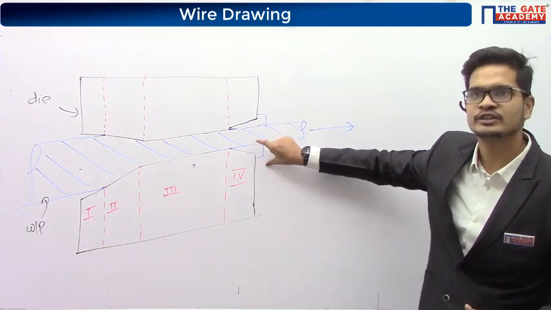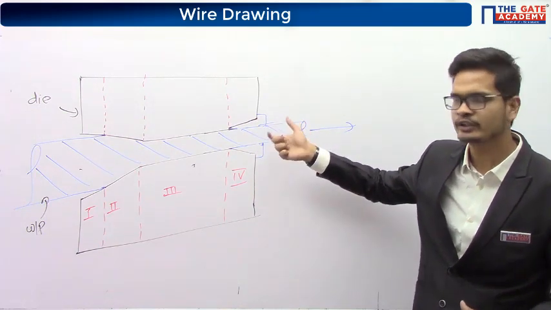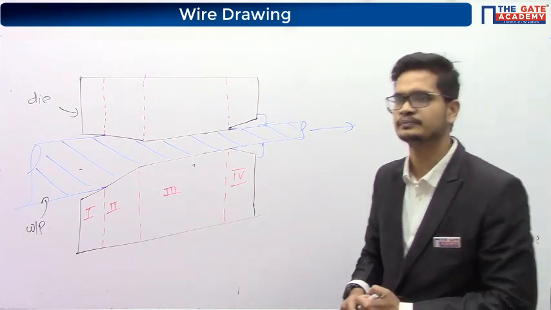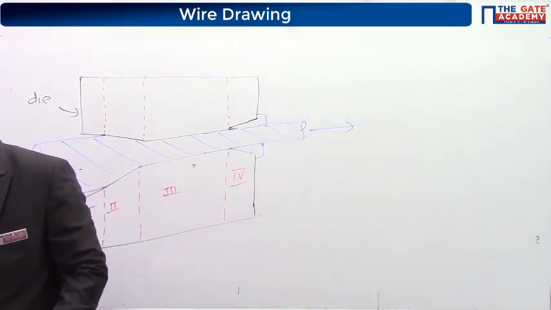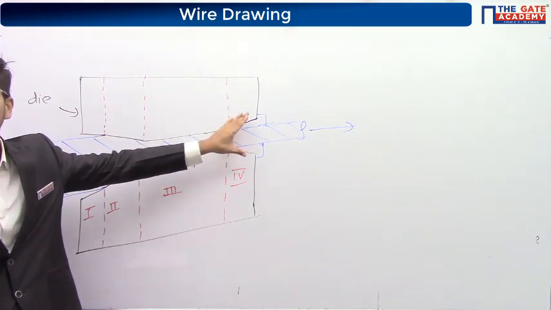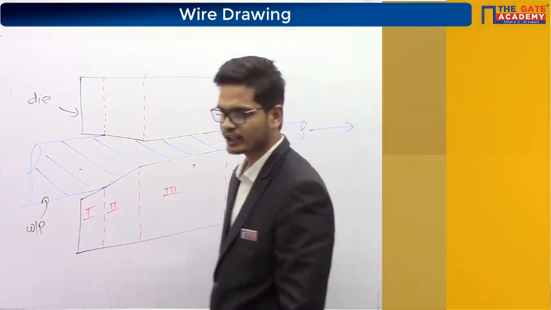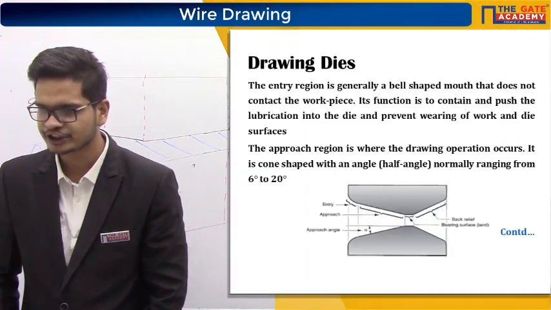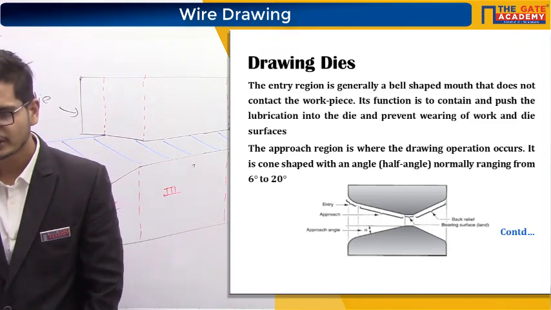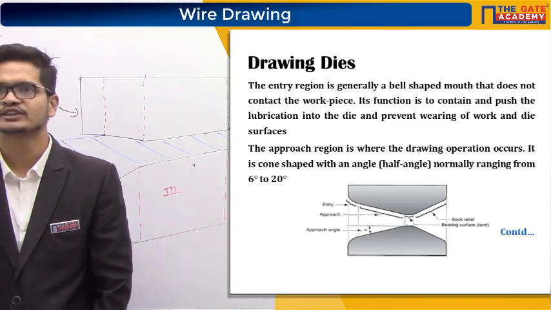And use covers. So in these covers, we can collect the high temperature lubricant so that it does not fall on the person who is standing in front. Okay. We have a diverging zone here. So this diverging zone will reduce the velocity of the lubricant. Okay. You can see on the secondary screen, the entry region is a bell-shaped mouth that does not contact the workpiece. Its function is to contain and to push the lubricant into the die and prevent wearing of work and die surface.